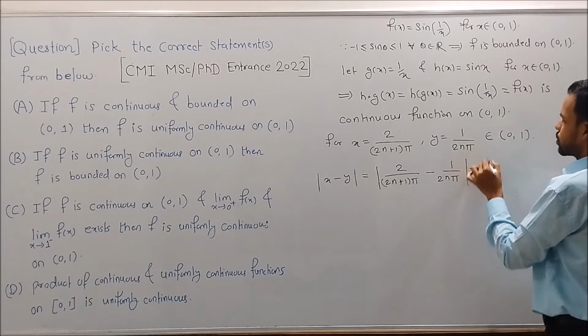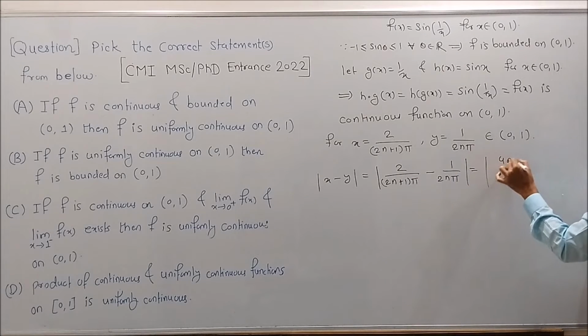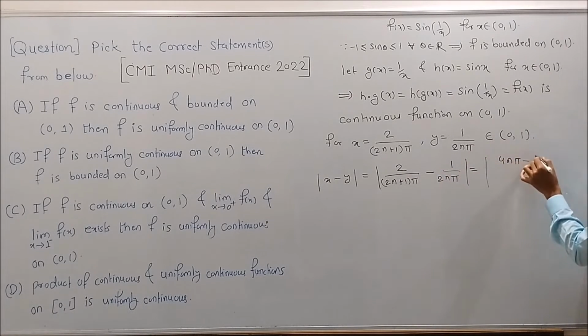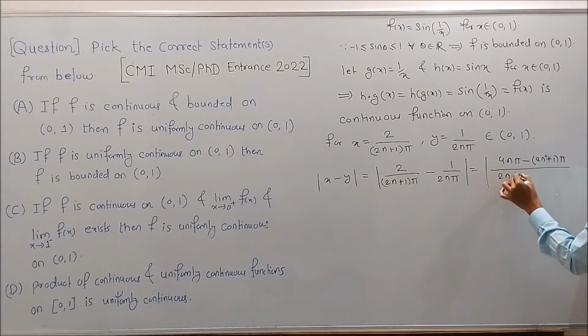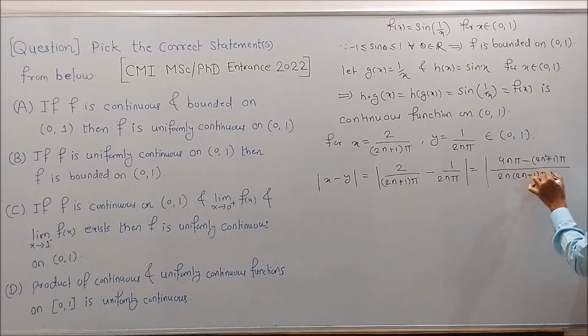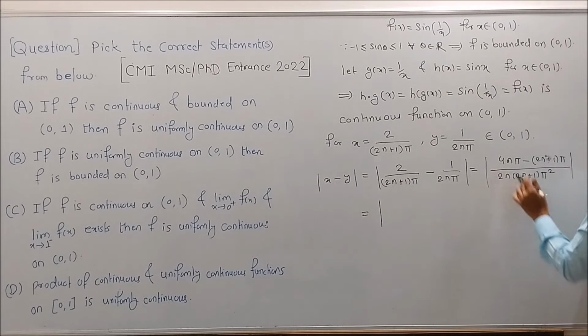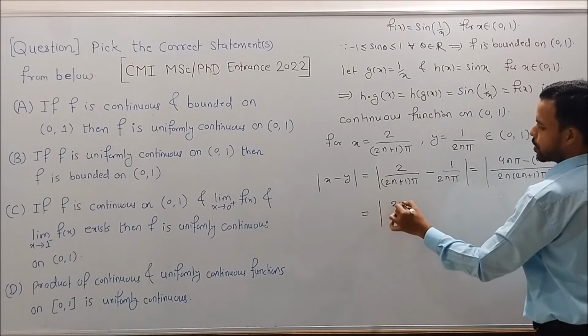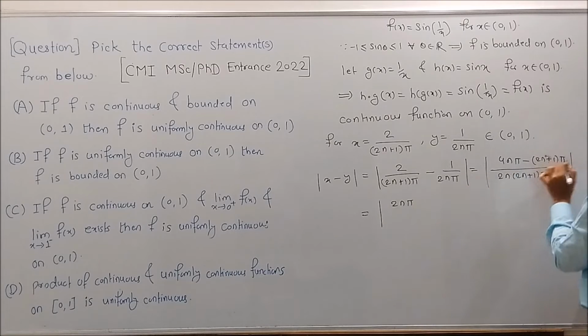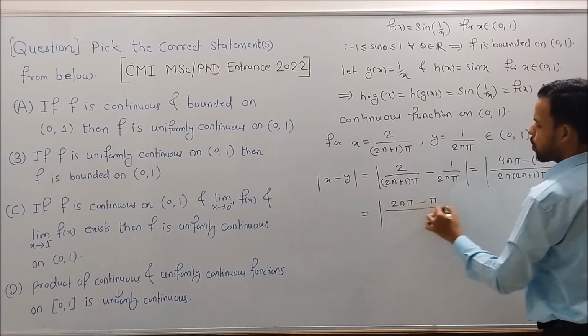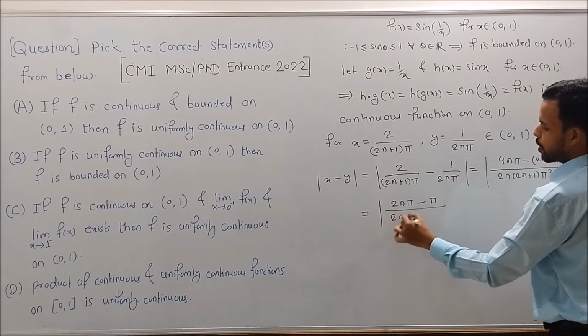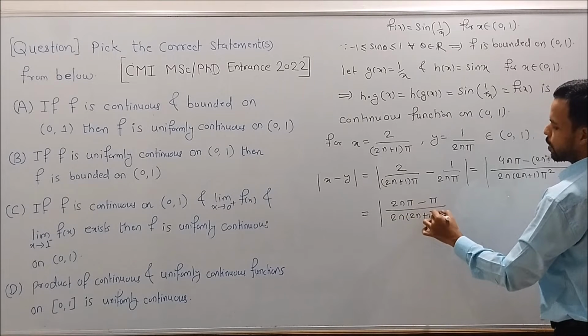Just cross multiply. 4nπ minus (2n plus 1)π upon 2n into (2n plus 1)π². 4nπ minus 2nπ, this will be 2nπ minus π upon 2n into (2n plus 1)π².